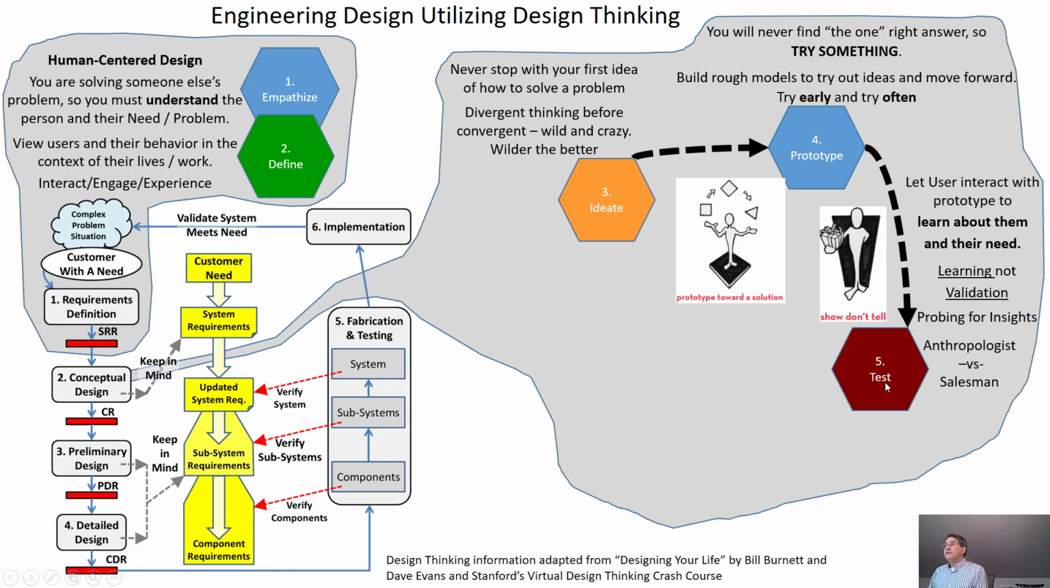And then another difference, their step number 5 is test, is when you're trying out an idea, let the user interact with your prototype. But again, here's the difference. As they interact with your prototype, watch them. Learn about them and learn about your need. What we typically do in engineering is we create a prototype, we give it to the user for them to try it, to validate it. Is this good or not good?